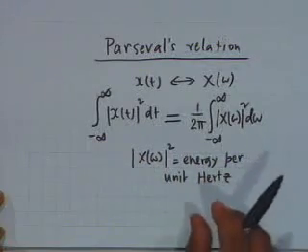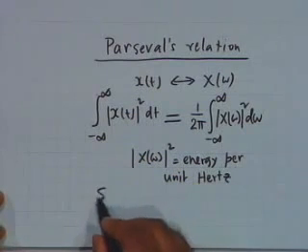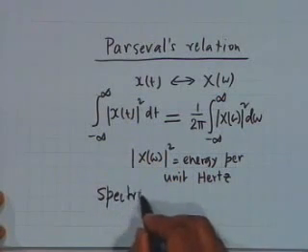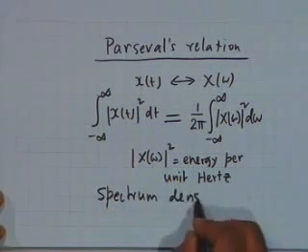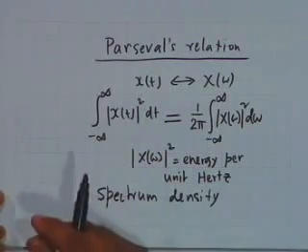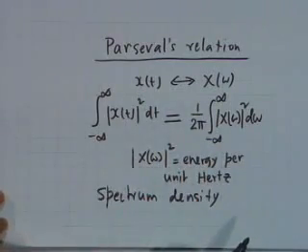If you remember, mass per unit volume is called density, and this therefore is called energy density in the frequency domain. That is, it is the energy per unit hertz, or it is also called the spectrum density function, |X(omega)| squared. Now, the proof of this is extremely simple.